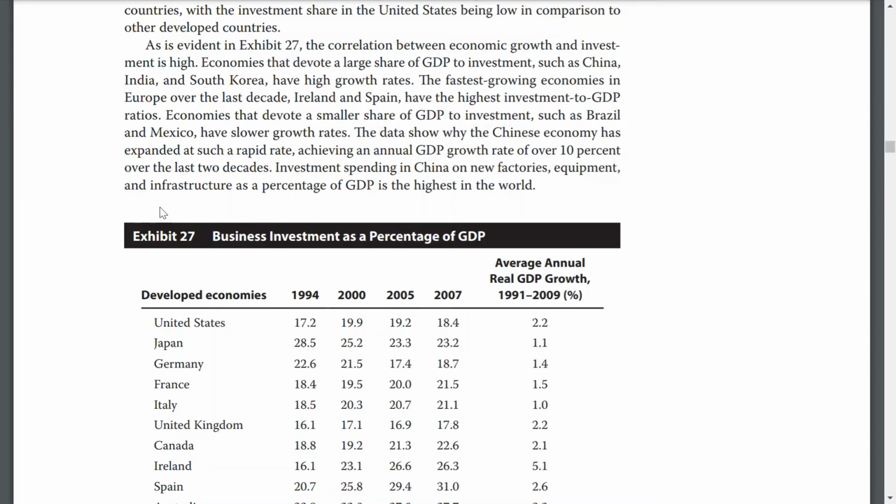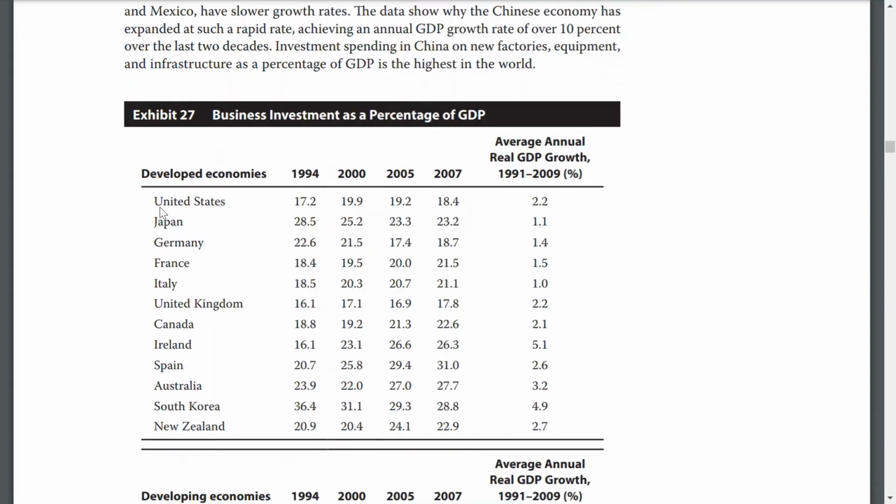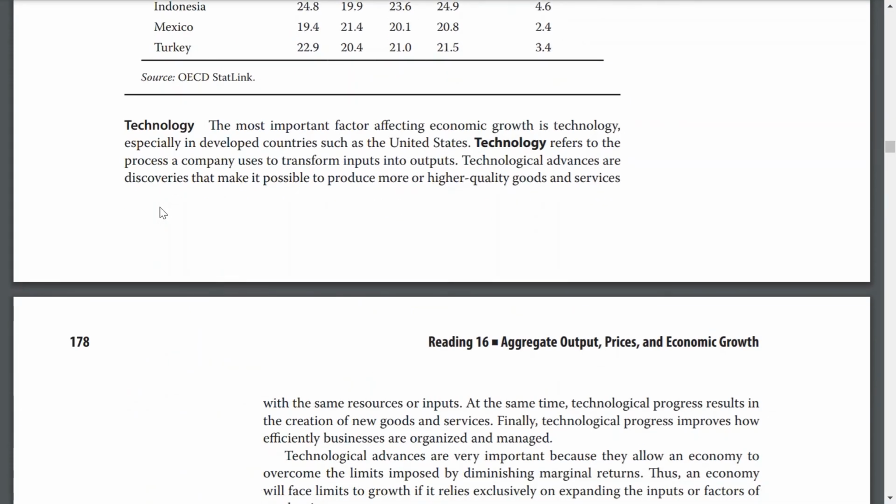The data shows why the Chinese economy has expanded at such a rapid rate, achieving an annual GDP growth rate of over 10% over the last 2 decades. Investment spending in China, on new factories, equipment, and infrastructure, as a percentage of GDP is the highest in the world. So here's the data.